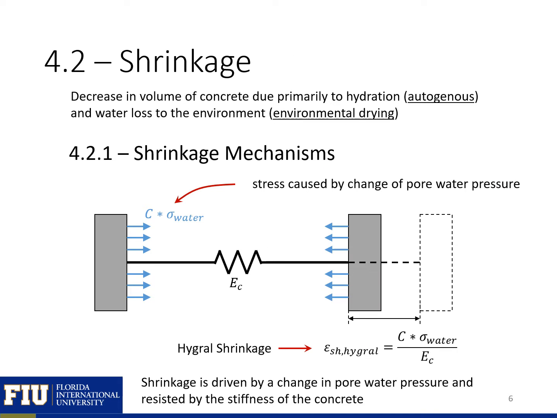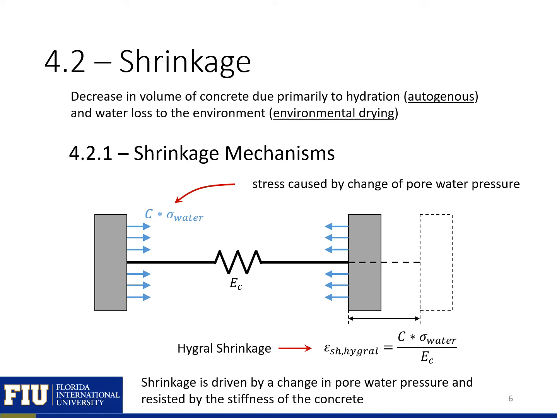So now we're going to take a look at the different concrete time effects, and we'll start with shrinkage. So shrinkage is essentially the decrease in volume of the concrete due to water movement. So we have water moving and required for hydration, and this is called autogenous shrinkage. And then we also have water lost to the environment, which is called environmental or drying shrinkage.